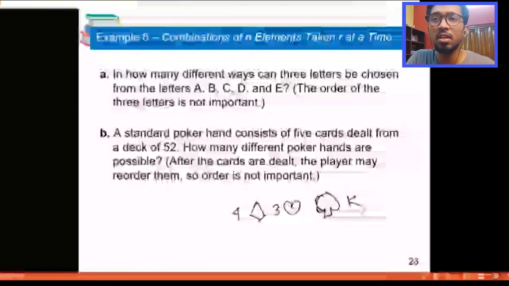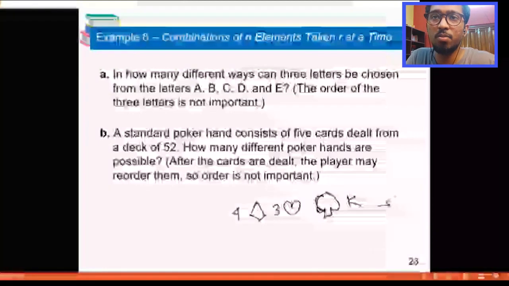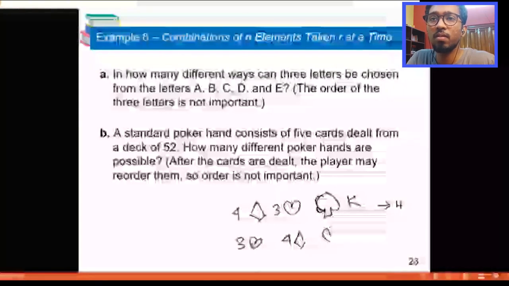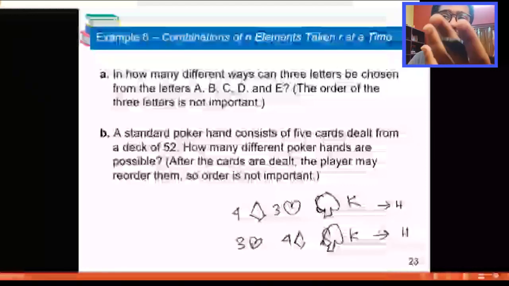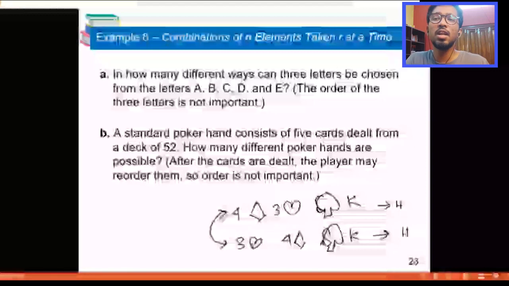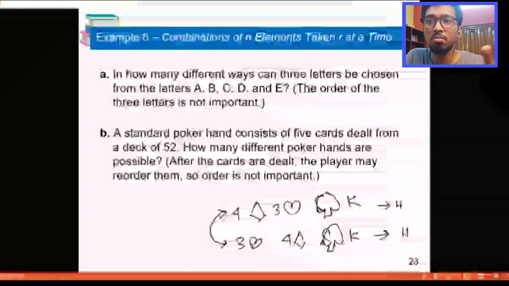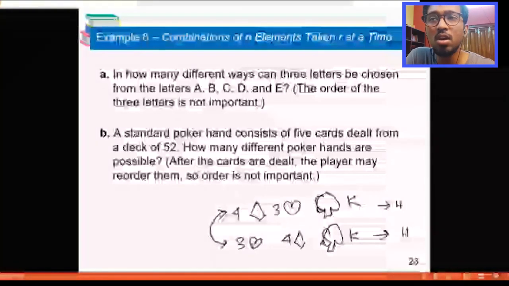Now this is one hand. If I rearrange, and take the 3 of hearts, the 4 of diamonds, and the king of spades, pardon my drawing, this is another hand. Are these two hands the same or not? These two hands are the same, as we have the same cards. Here we are taking a different arrangement, but the arrangement is not necessary. The order is not necessary, so we have to go for combination.